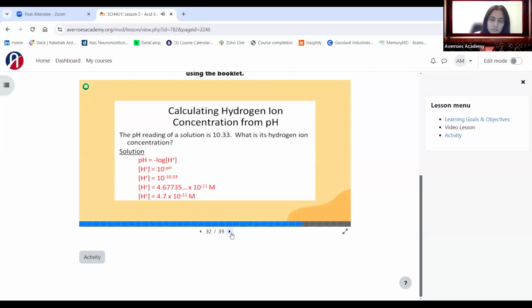So moving on with another example, calculating hydrogen ion concentration from pH. The pH reading of a solution is 10.33. What is the hydrogen ion concentration? Well, we have our equation, which is pH equals negative log concentration of H plus. To get the concentration of H plus, we need to get rid of the log. By doing that, you go base 10 to the power of negative pH. That's how we rearrange the equation to solve for the concentration. So we get 10 to the negative 10.33, and when you do that in your calculator, you get a concentration of H plus of 4.7 times 10 to the power of negative 11. So it works both ways, these formulas for calculating the concentration of something or the pH.